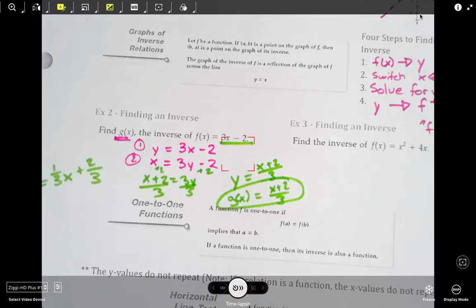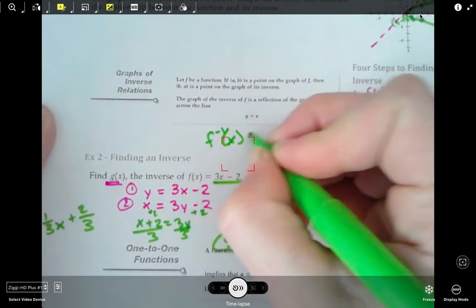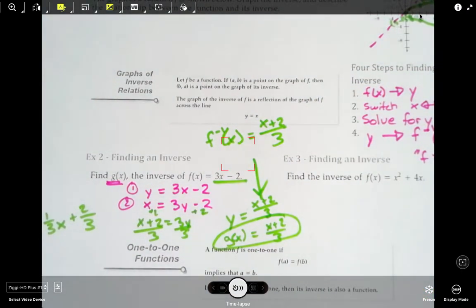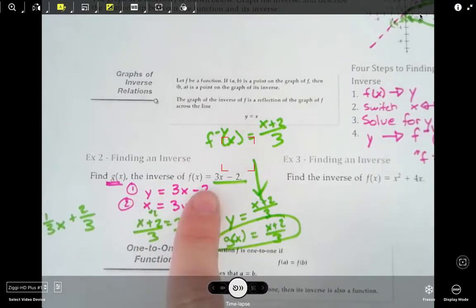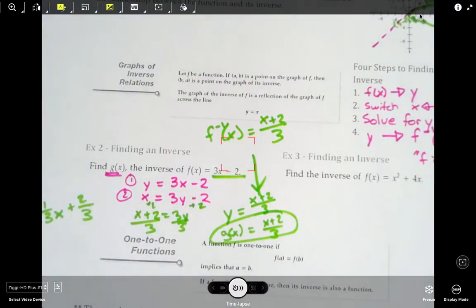No. They wanted us to call it g of x. This is basically the same thing as f inverse of x equals x plus 2 over 3. But they wanted us to call it g of x instead of f inverse of x. If they just said find the inverse, I would call it f inverse of x. But they're saying find g of x, which is the inverse of f of x. So they just wanted us to call it g of x. Whatever. We don't care. All right. So g of x is the inverse.